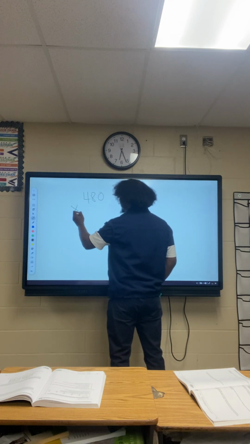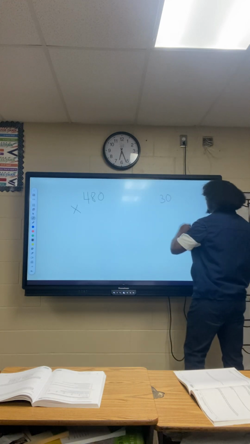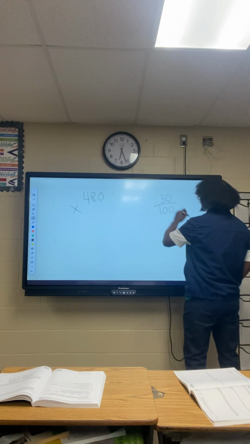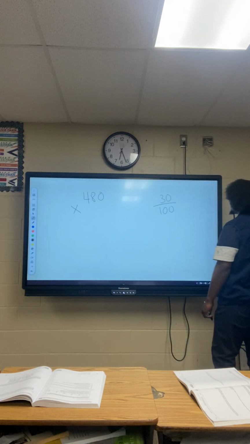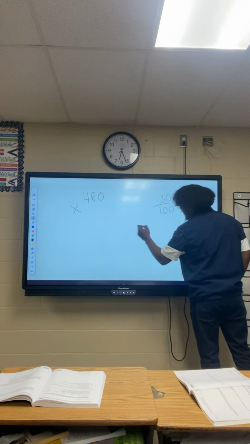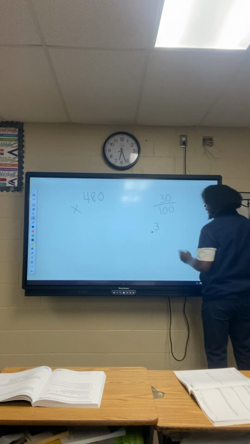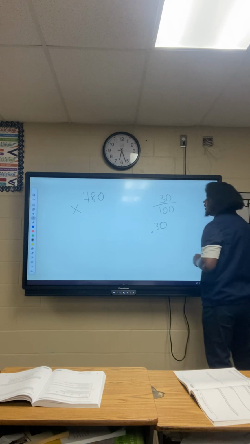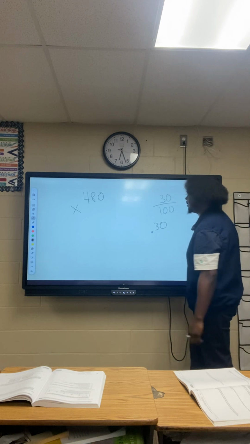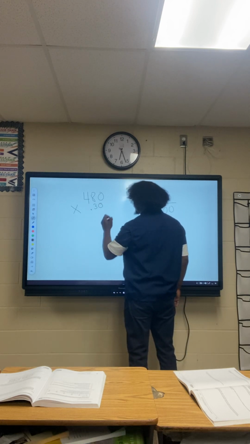Now we need to multiply, but what are we going to multiply by? 30%, right? And if 30% is out of 100, then we know that the 0 needs to fall in the hundredths place as we write it as a decimal. So nothing here, decimal. Tenths place goes to 3. And in the hundredths place goes to 0. That's how you write 30% as a decimal out of 100. So we're going to multiply by 0.30.